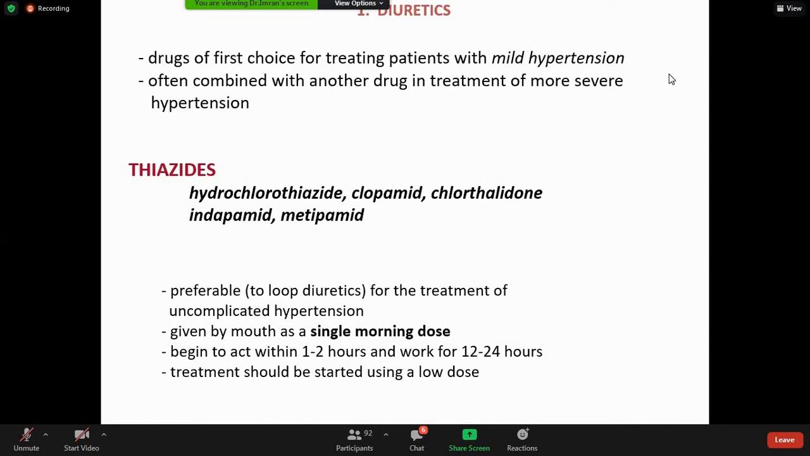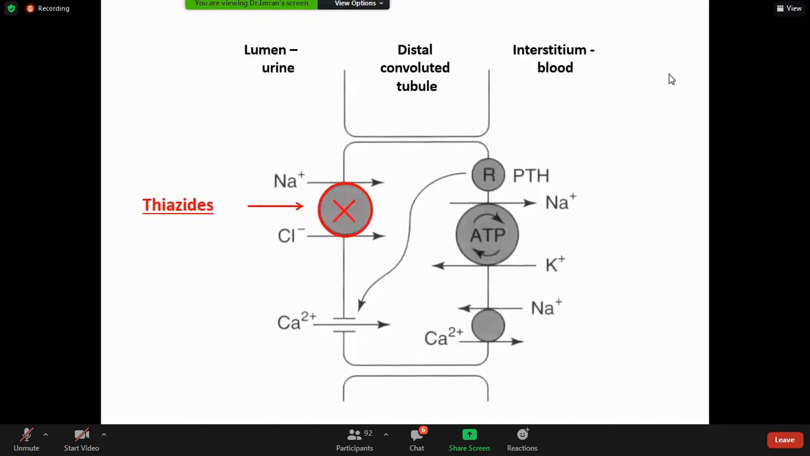Given by mouth as a single morning dose, it begins to act within 1 to 2 hours and works for 12 to 24 hours. Treatment should be started using a lower dose.